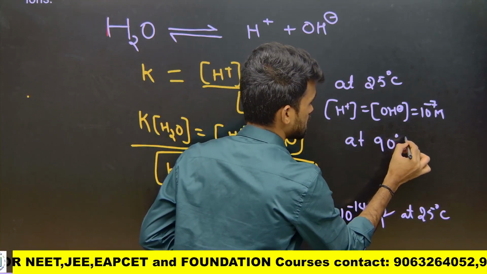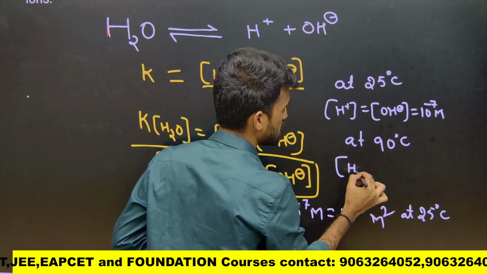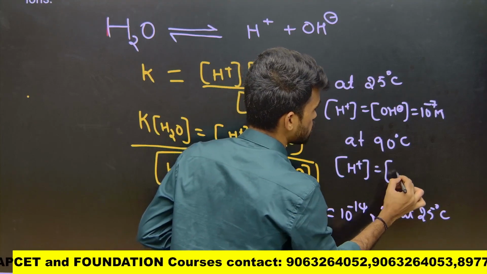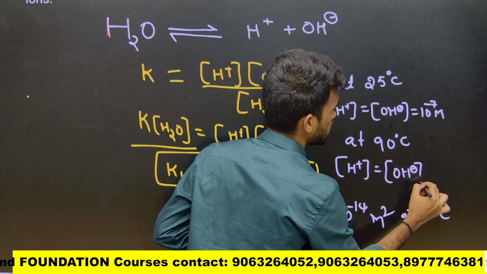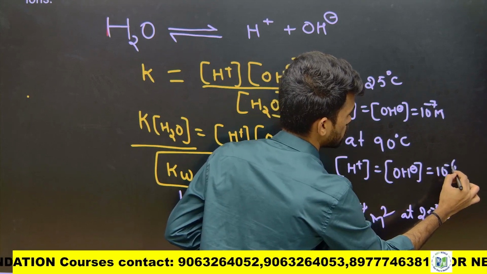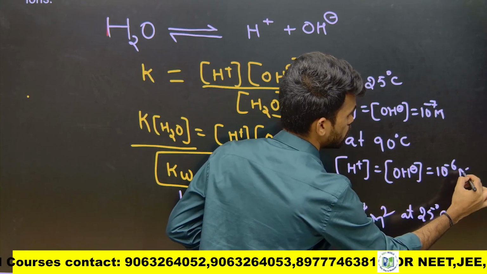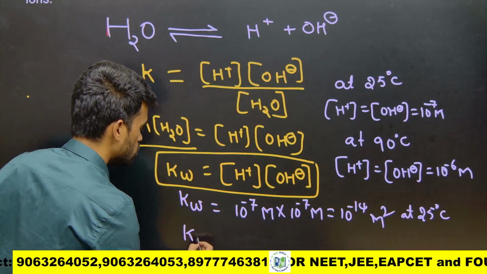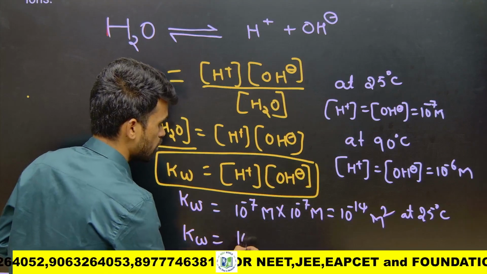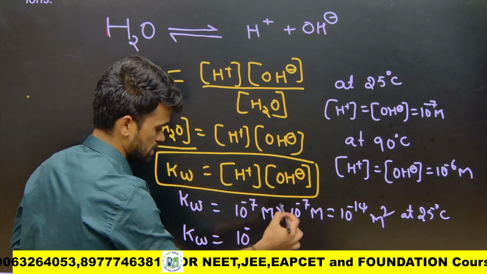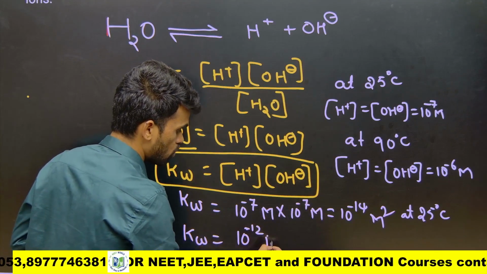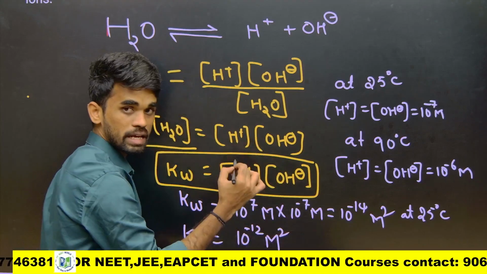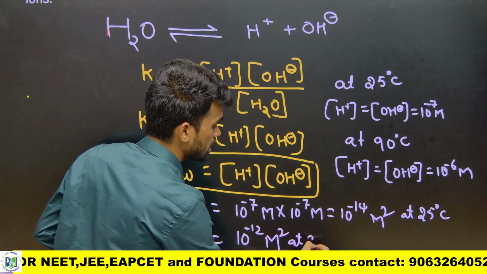At 90 degrees Celsius, the concentration of H plus and the concentration of OH minus ion is found to be 10 power minus 6 molar. So in this case, what happens to the Kw value? Kw becomes 10 power minus 6 into 10 power minus 6. That will be 10 power minus 12 molar square, I can say. This is at 90 degrees Celsius.